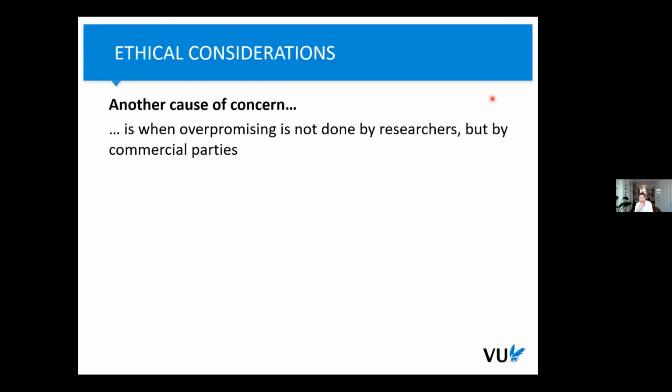Okay, then I want to move to some ethical considerations. One concern is that you can have ethical issues in research done in education neuroscience with mobile neuroimaging, but it's even more problematic when it's done by commercial parties and when they overpromise what you can do with these technologies.